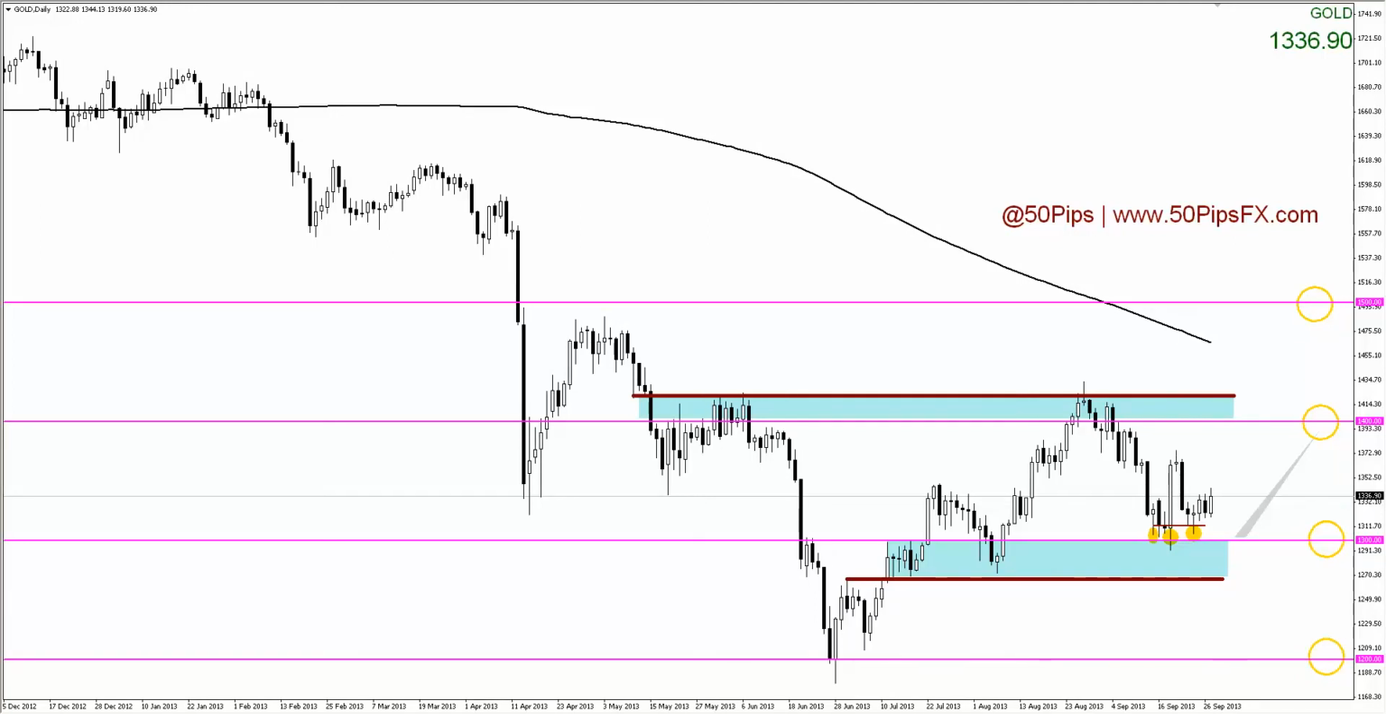But the preferred scenario here is that short term, as long as we don't get a daily close below these 1300s here, the preferred scenario is for rotation back up to try and make its way back into these 1370s, 1400.